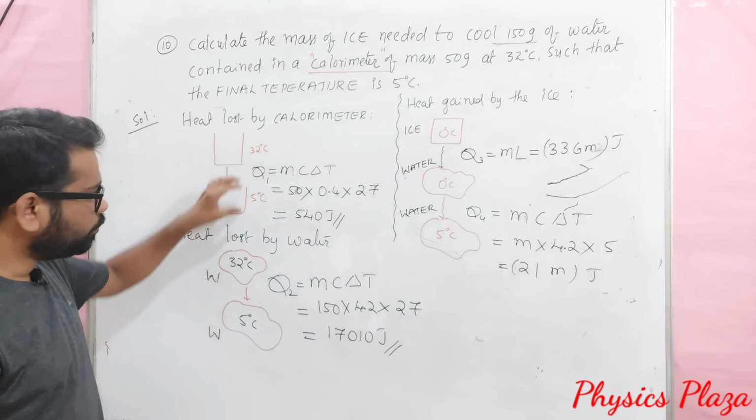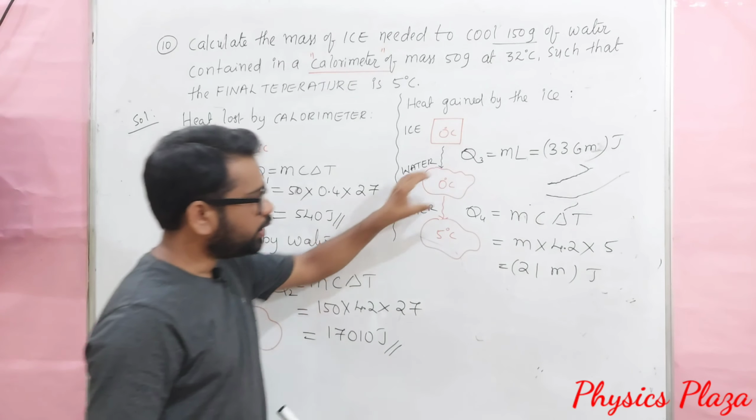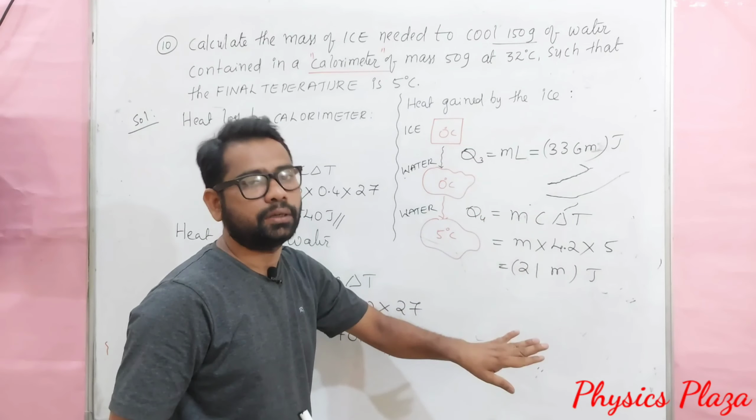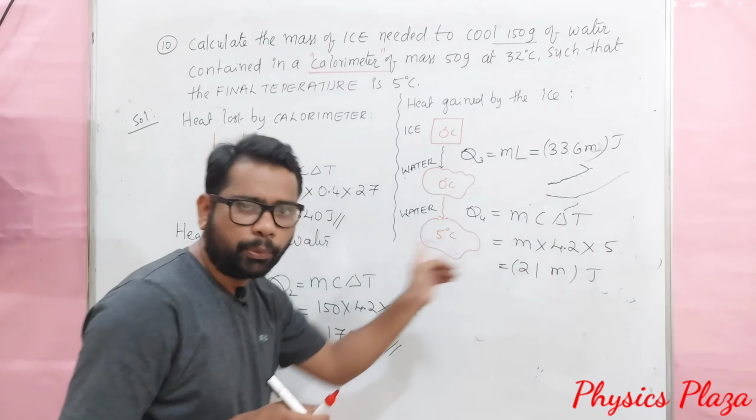Children, if you add Q1 plus Q2, you will get the total heat lost. When you add Q3 plus Q4, you will get the total heat gained. So from that we can calculate the m value. Let us equate both.